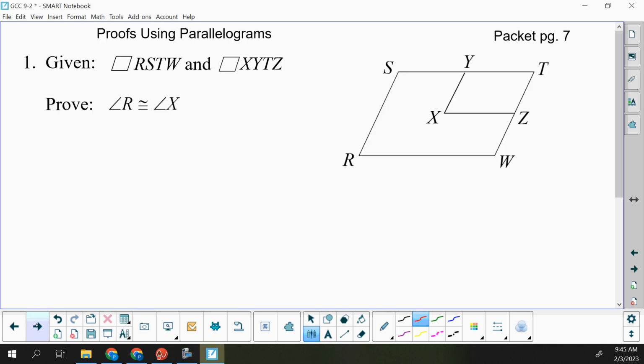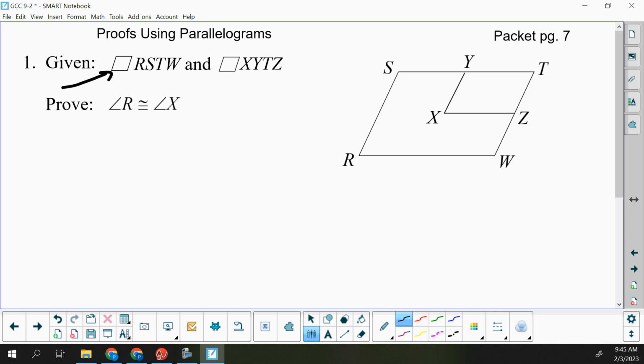Okay, so in our packets, let's be on page 7. We're going to look at our first proof involving parallelograms. So I want to draw your attention to this little symbol. Because we will do parallelograms for so many things, for parallelograms and parallelograms only, we will use a little symbol rather than writing it out.